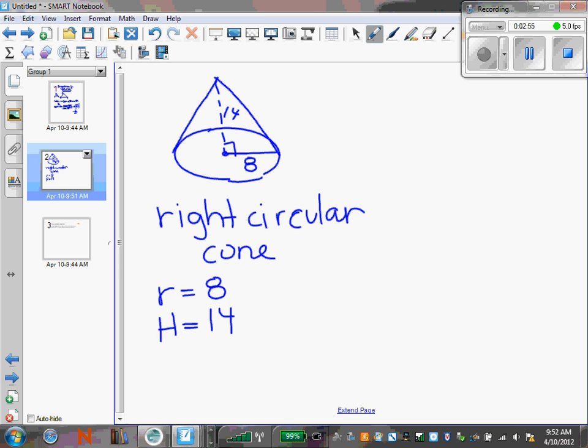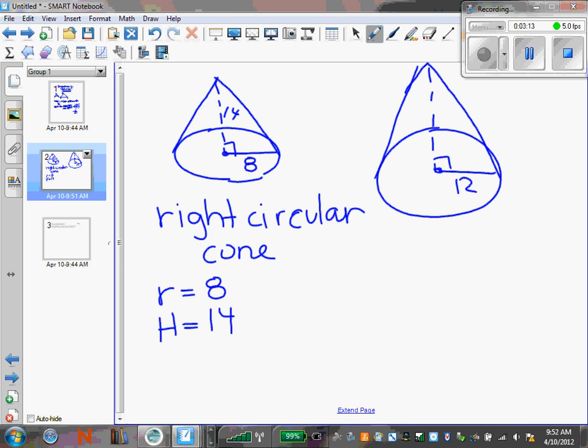I am going to make another right circular cone, this one a little bit larger, with the radius of 12 and the height of 21. The first question is, are they similar?